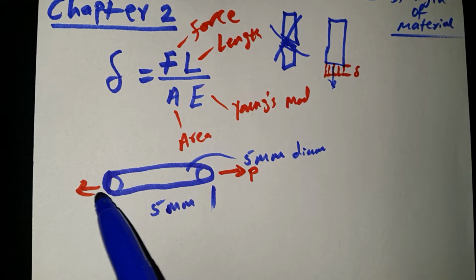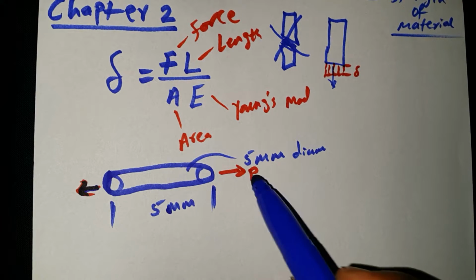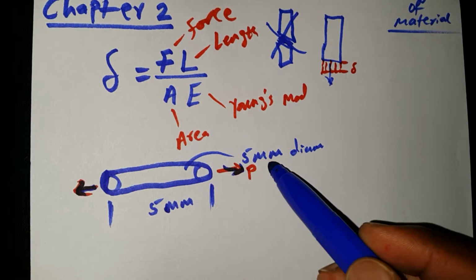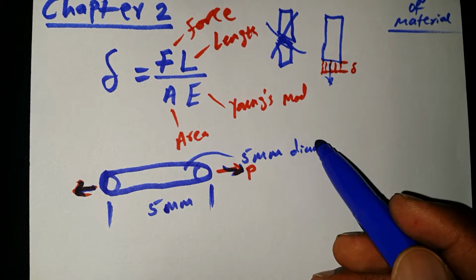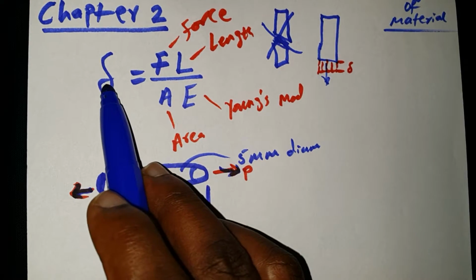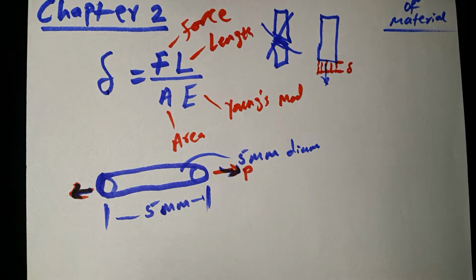Here a force is applied from both sides, and we have the member. We know that the member is 5 millimeter diameter, and the length also. So let's try to find the deformation.